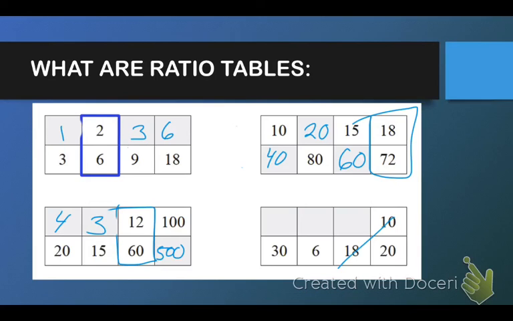Okay, 10 times 18 is 180 divided by 20. That gives us 9. Okay. 6 times 10 is 60 divided by 20 is 3, and 3 times 100 is 300 divided by 20 is 15. Ladies and gentlemen, those are your answers for these ratio tables.